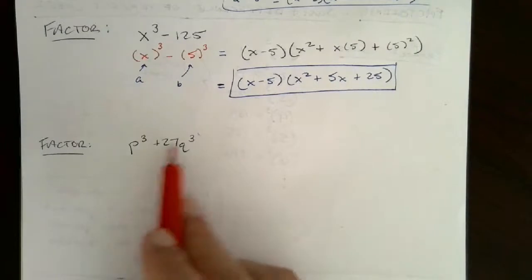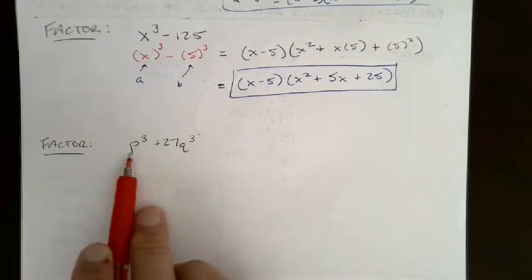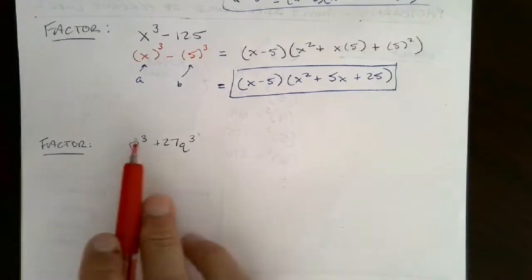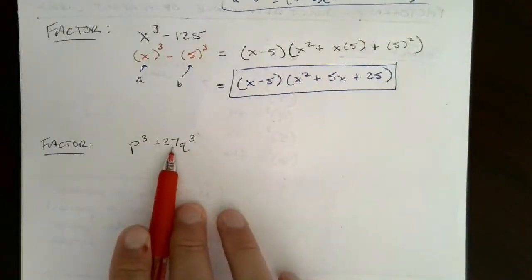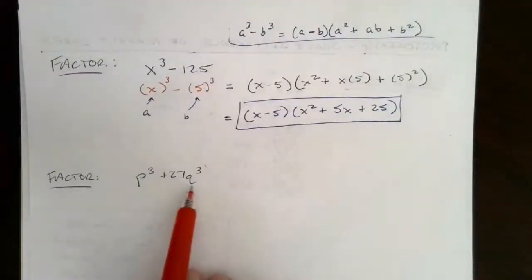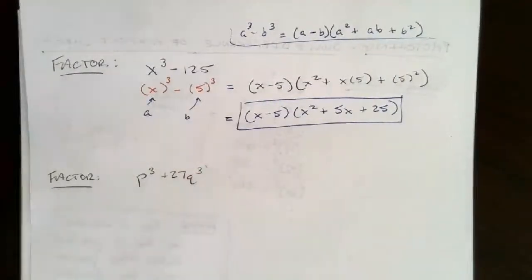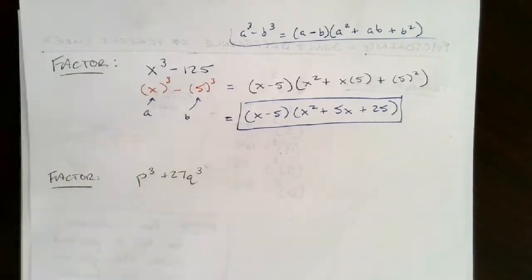And now remember, everything in here has to be a perfect cube for this to be the sum of perfect cubes. Is p to the third power a perfect cube? Well, yes, because the power is divisible by 3. Is 27 a perfect cube? Well, did it fall on our list? Yeah, 27 was 3 to the third power, so 27 is a perfect cube. And is q to the third power a perfect cube? The answer is yes, because it's raised to the third power. Remember, if these weren't divisible by 3 in the exponent, they wouldn't be perfect cubes.